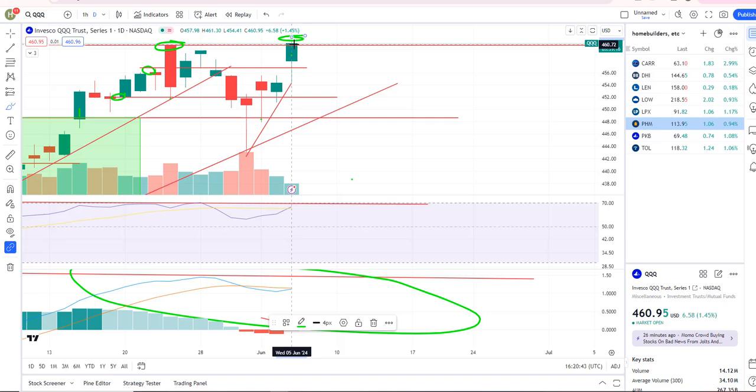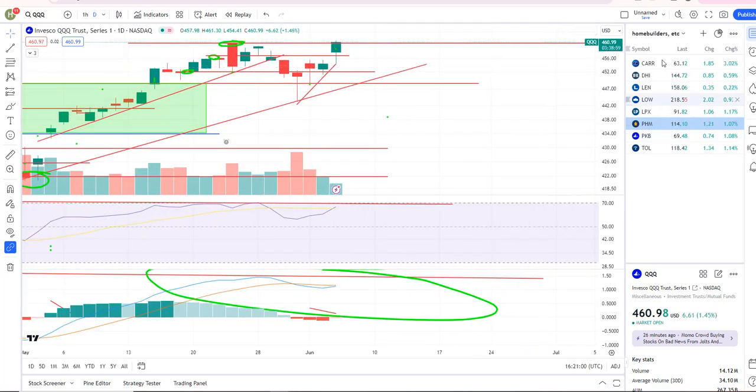So very objective, good risk reward for a short trade right here. No guarantees it's going to work out, of course. And again, if we get that daily close above there, then it doesn't really make sense to be short. So that's it on the triple Qs. I don't think there's really much else to cover.